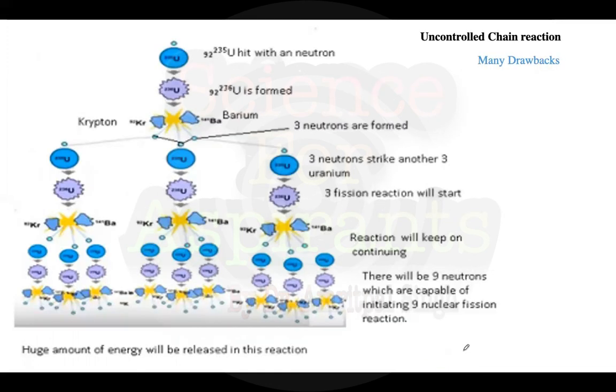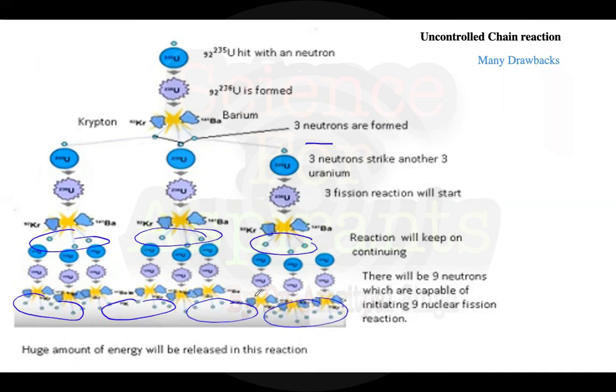So you can see in this uncontrolled chain reaction, a large number of neutrons are formed in a fraction of a second. These three neutrons are formed here. There are 9 neutrons, 3 from each uranium. So there are 27 neutrons, a large number of neutrons, since our fissile material has a large number of uranium atoms. So it becomes a very spontaneous chain reaction, and it can destroy our nuclear reactor.